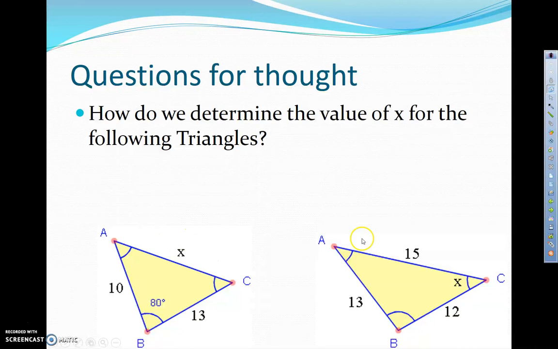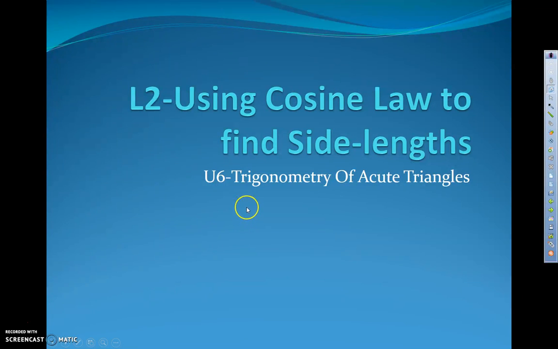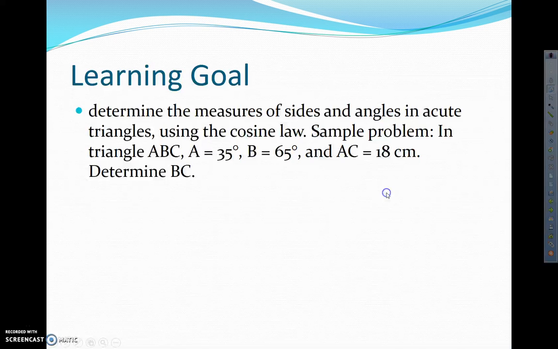So questions for thought. How do we determine the value of x for the following triangles? And that's where we have lesson 2, using cosine law to find the side lengths of a triangle. And we're in unit 6, which is the trigonometry of acute triangles.